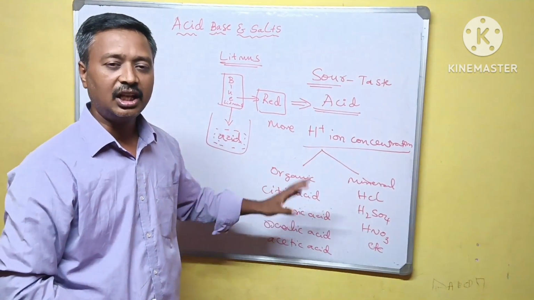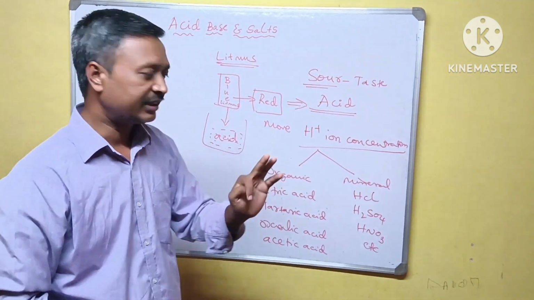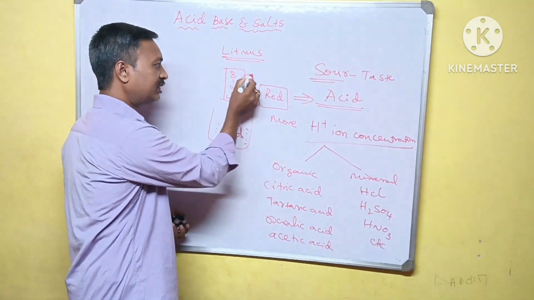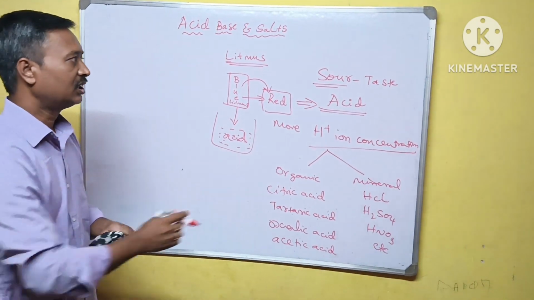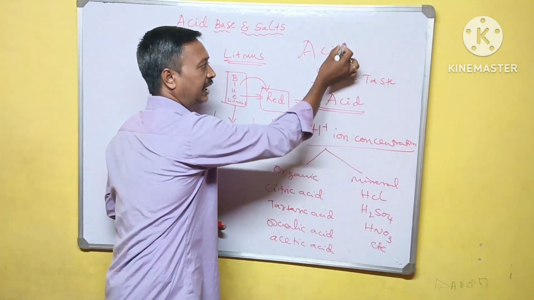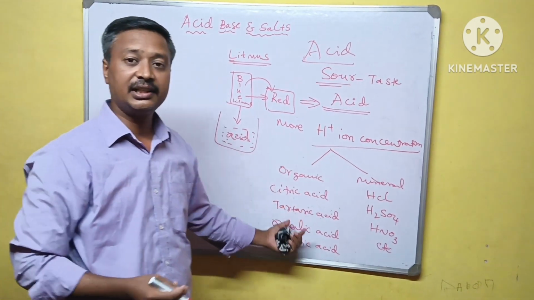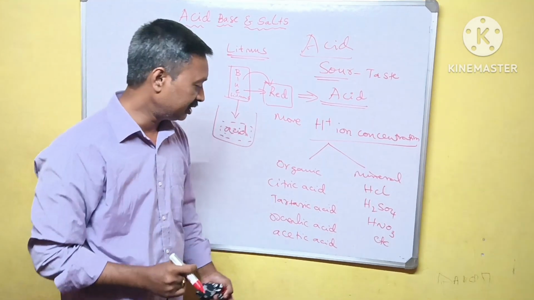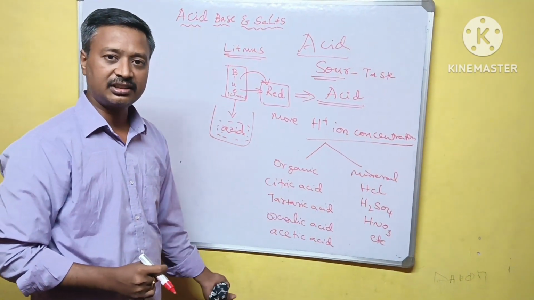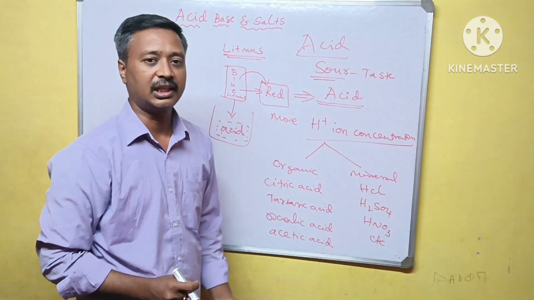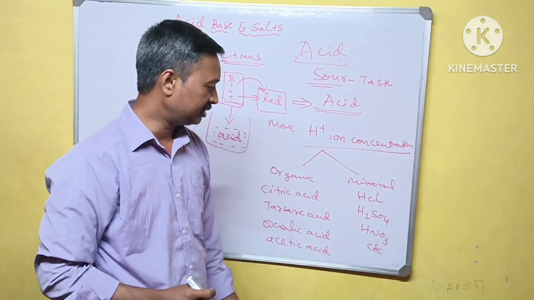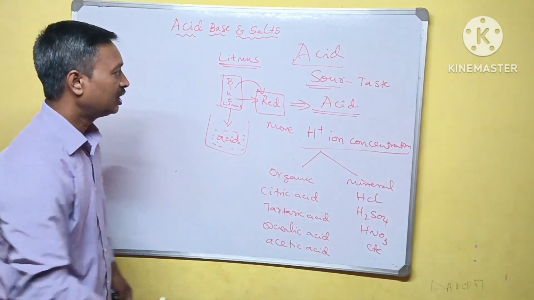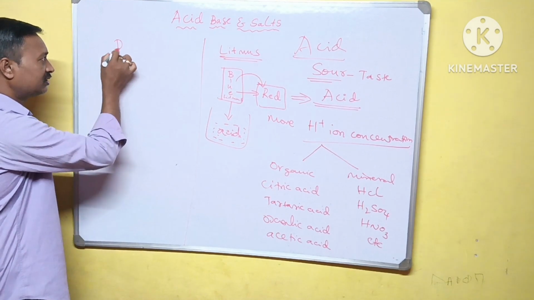Any doubt about acid? Acids are sour in taste. Acids have more H plus ion concentration. Acid converts blue litmus into red litmus. Acids are of two types: organic acids and mineral acids. Organic acids are citric acid, acetic acid, tartaric acid, oxalic acid. Mineral acids are hydrochloric acid, sulfuric acid, nitric acid, etc. Any doubt about acid? Next is about bases.